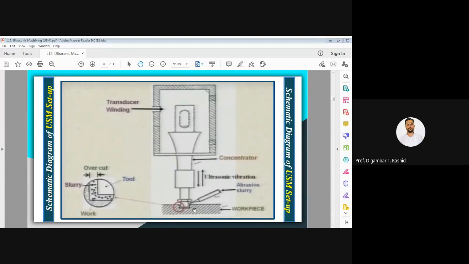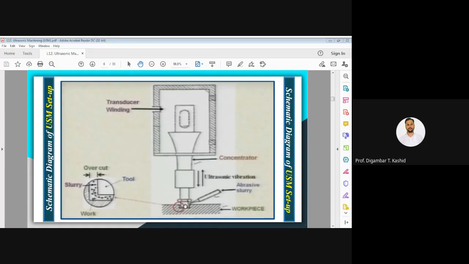Now you can see here we have the transducer winding, and this is a concentrator, which moves up and down at a high frequency. And there is a nozzle, which is supplying the abrasive slurry between this tool and your workpiece. Here please note down, your tool is not in physical contact with your workpiece. There is always a small gap.